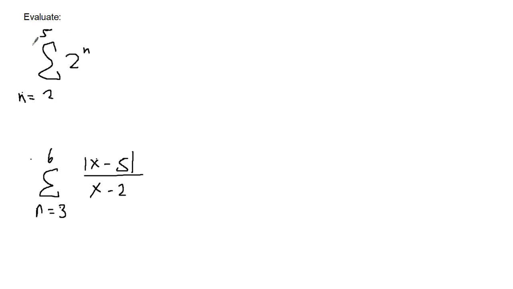So evaluate, starting from 2, the sum of 2 to the n when values from 2 to 5 are put into the equation and summed up. So 2 squared is 4, plus 8, so now we have 12, and then 16, and then 32. And you add all these together, you will get 60.